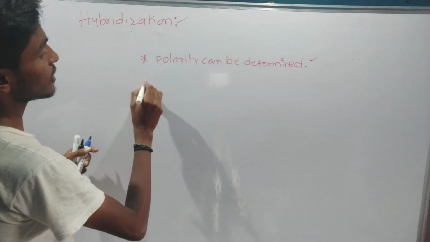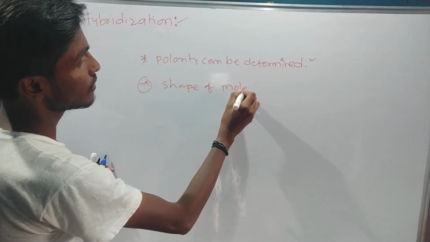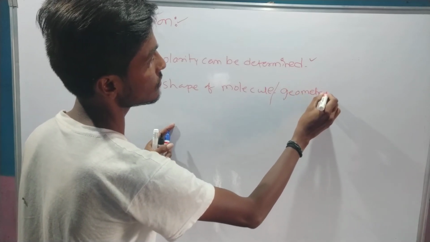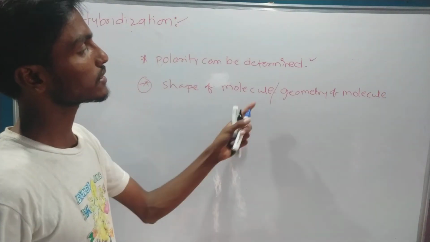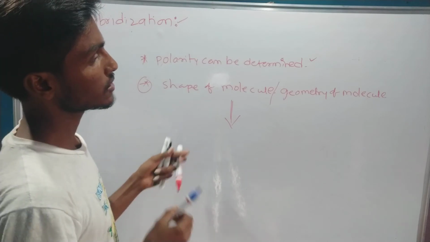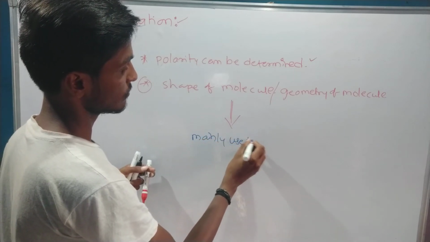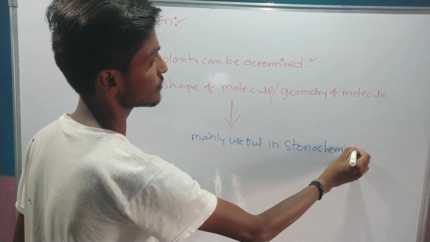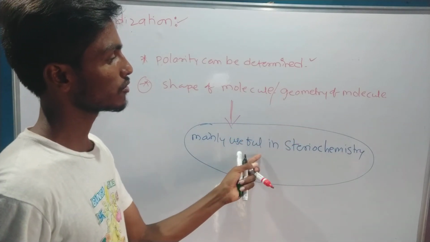Likewise, the second thing is that hybridization is responsible for the shape or geometry of the molecule. It is useful for identifying the shape or geometry of that particular molecule. If you know the shape or geometry of the molecule, this is mainly useful in stereochemistry.